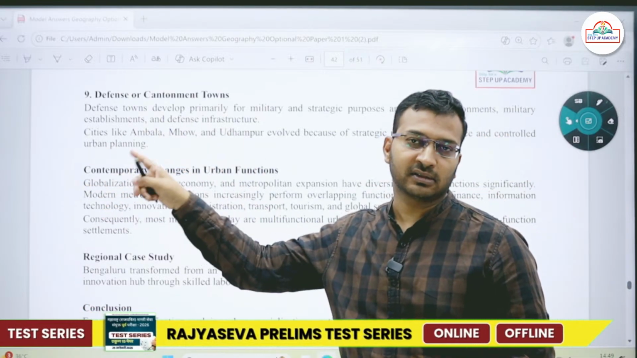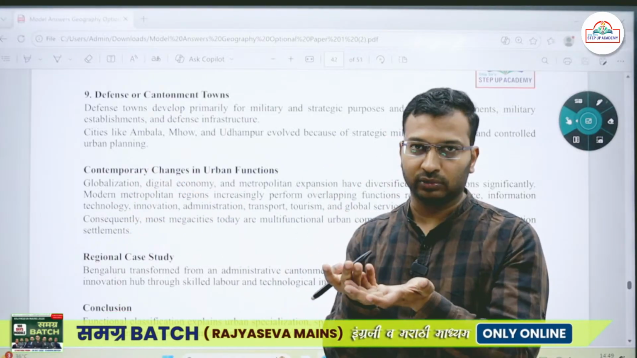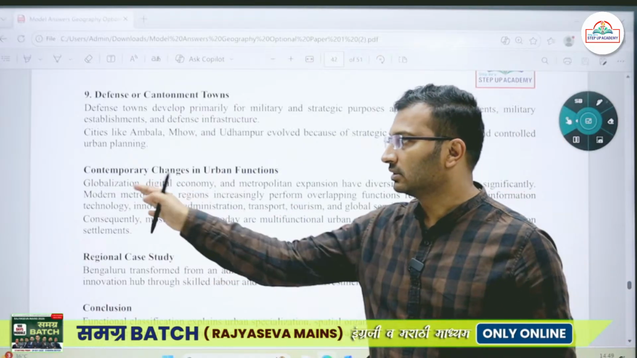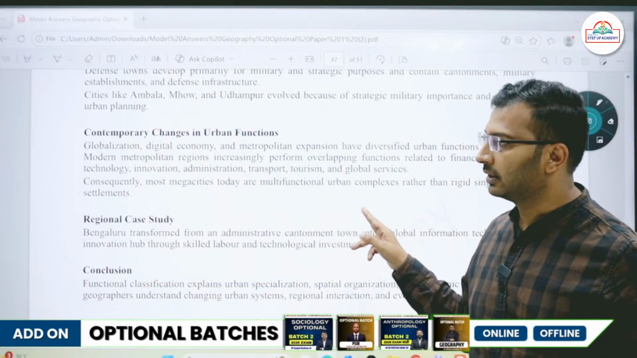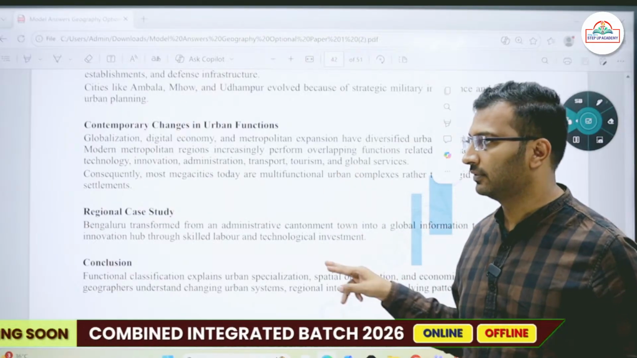Globalization is taking place. Some towns, some cities are now classified as global towns, as global cities. For example, Hong Kong is considered a global city. Then digital economy, metropolitan expansion, etc. These also diversify or change the urban structure or the classification of the towns.